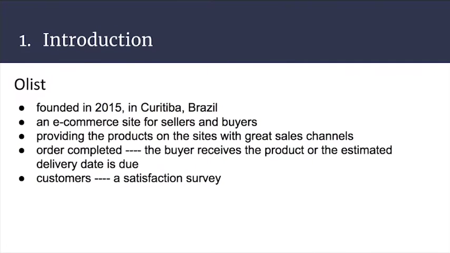Firstly is some introduction of OList. OList was founded in 2015 and operates an e-commerce site for sellers, and is based in Brazil. It is a platform that maintains commercial agreements with the biggest players of the retail, providing the products on the site with great sales channels. It has 2 types of customers, which are sellers and buyers. It also connects small businesses and buyers across Brazil by providing a single contract that allows them to sell their products with OList store and ship their products with OList logistics partners.